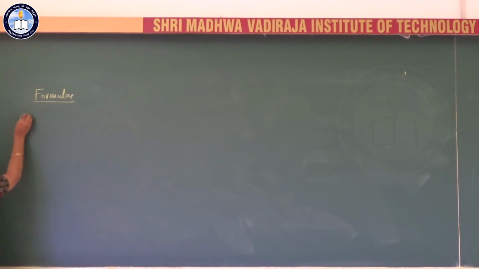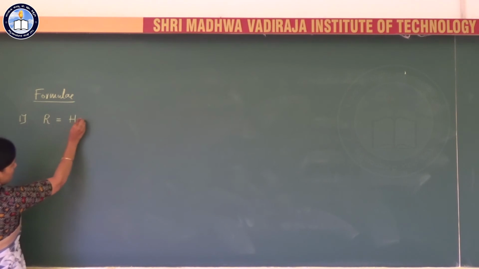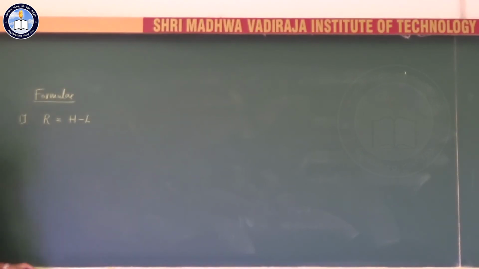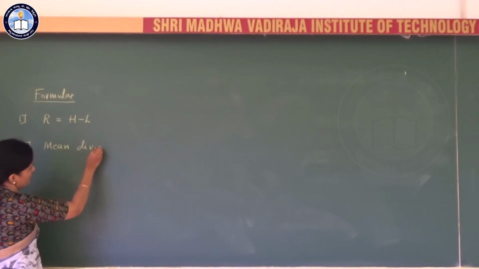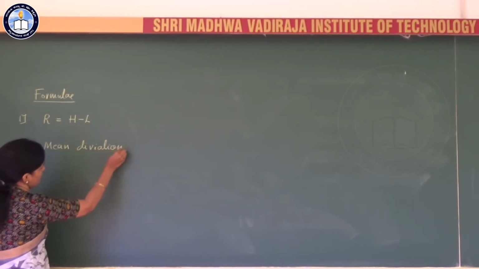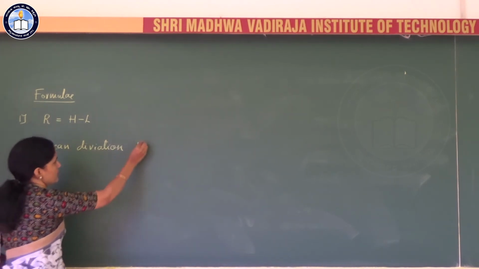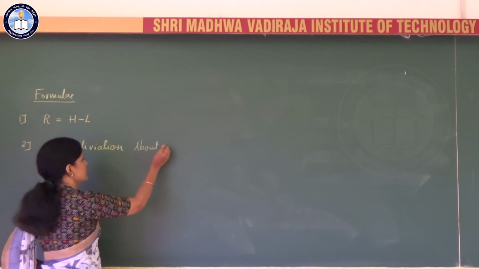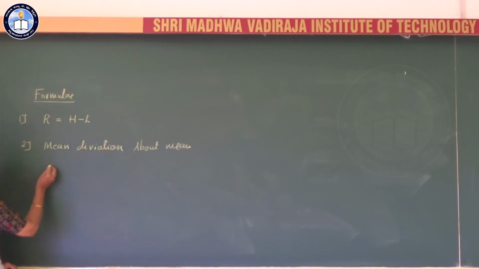So what is the first concept that you have learnt? So range, what is the formula for range? Range is equal to highest score minus lowest score. So after that, mean deviation. So here in mean deviation there are two. So mean deviation about mean. So I will take about mean first. So mean deviation about mean. So what are the formulae?